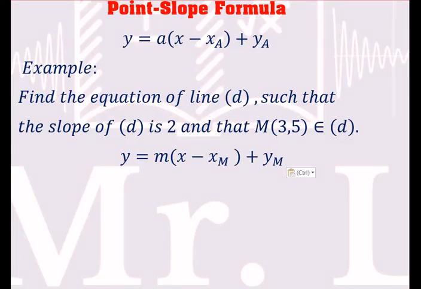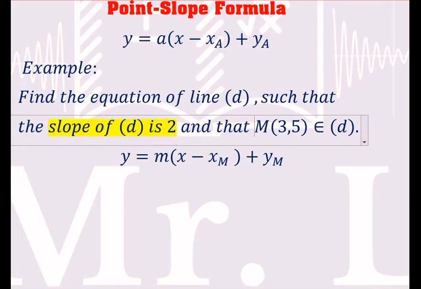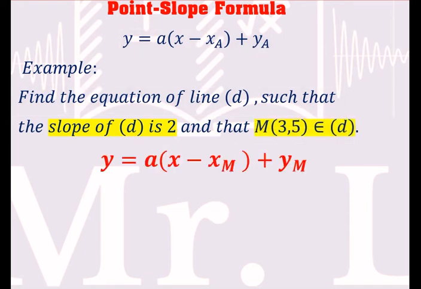So now let us solve a direct example about how we find the equation of a line using the point slope formula. In this example, we have to find the equation of line D such that the slope of line D is given as 2 and the point M(3, 5) belongs to the line D. So basically all we have to do here is replace the slope a in the formula and the coordinates of the point M.